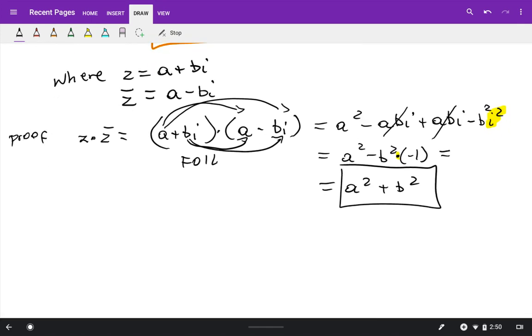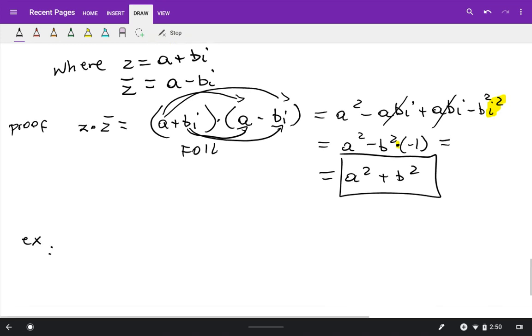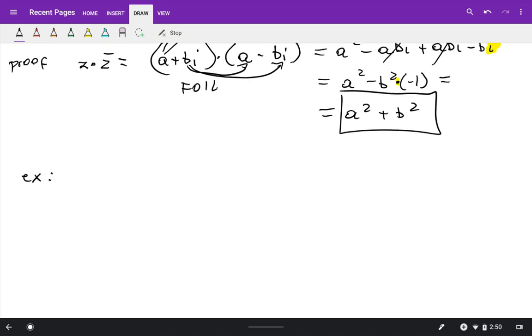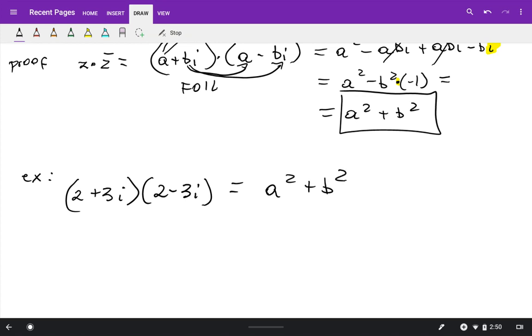So I will give you a quick example using the numbers. We need to multiply 2 plus 3i by its conjugate, which is 2 minus 3i. I'm going to use the formula a squared plus b squared, because I have complex times conjugate. You only use that formula when you have complex times conjugate.